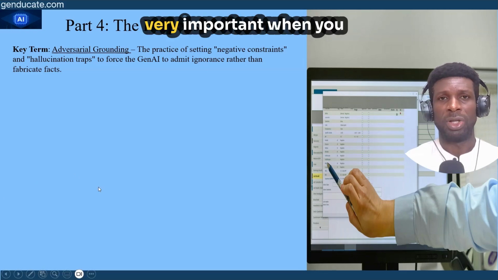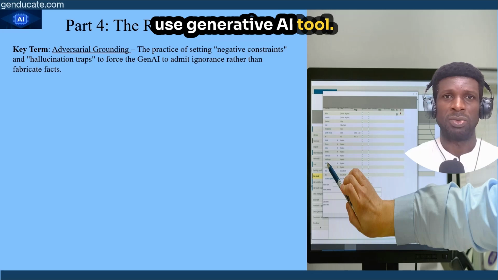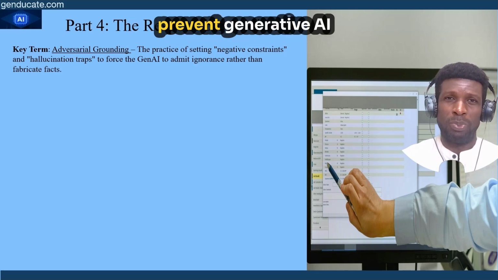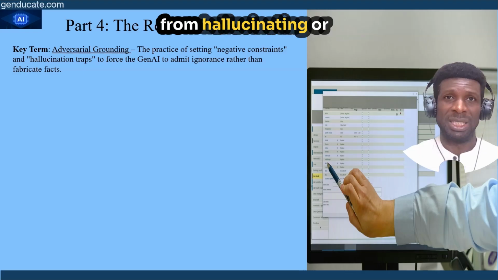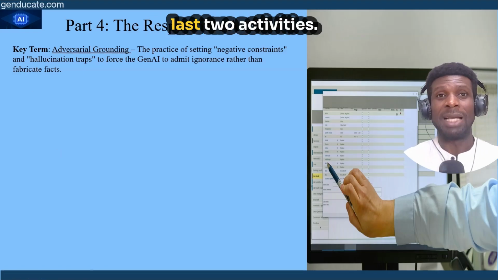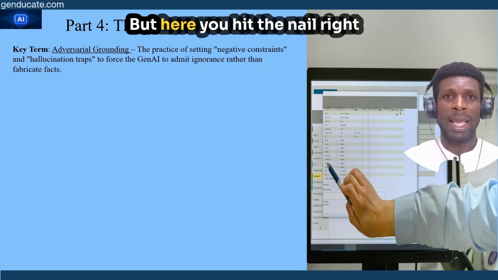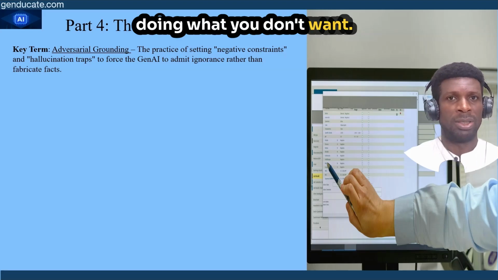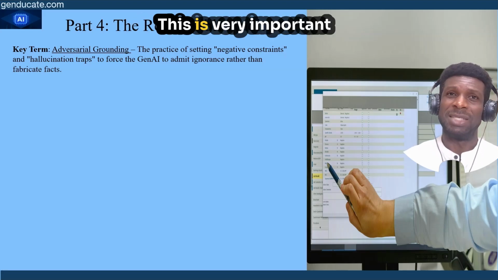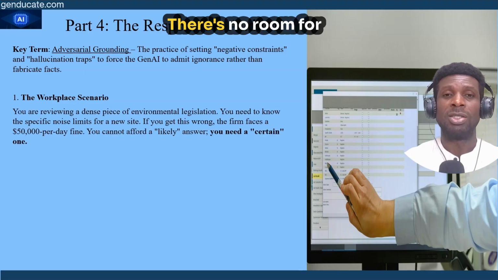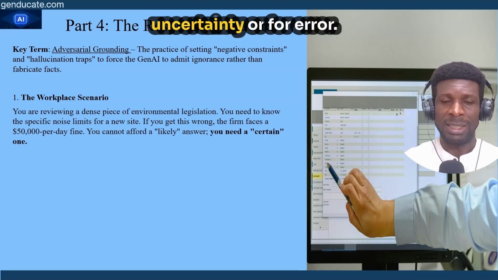Adversarial grounding is very important when you use generative AI too. What does it mean though? It's basically how you prevent generative AI from hallucinating or making up information. We've started working around this in the last two activities, but here you will hit the nail right on the head and stop generative AI tools from doing what you don't want. This is adversarial grounding. This is very important when you need 100% correct content. There's no room for uncertainty or for error.